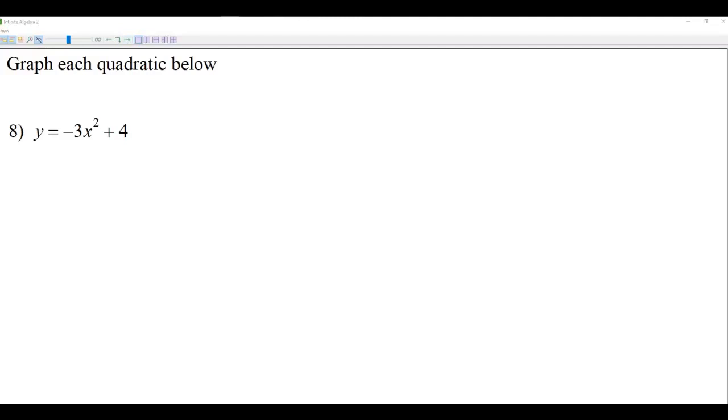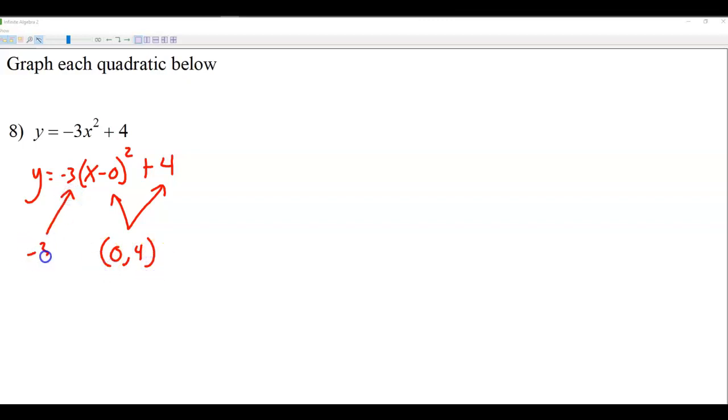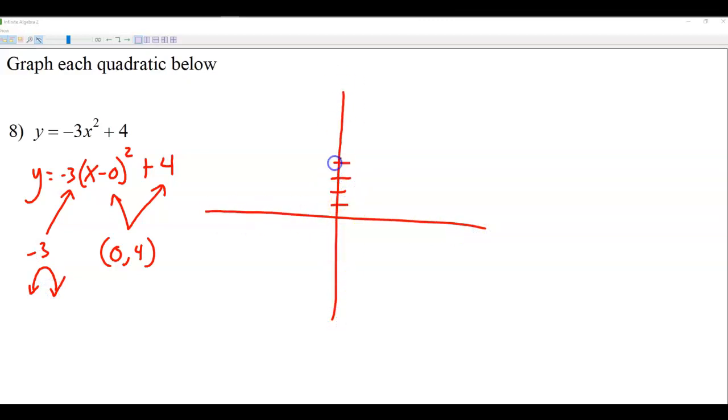Number 8. This one, we're missing the H value, so if you wanted to rewrite it, when H is missing, we can assume that that is 0. So therefore, my vertex would be 0, 4. And since we have a negative A value, once again, it's a sad face. So if I were to plot this, 0, 4 is located here, and the sad face would look like that.